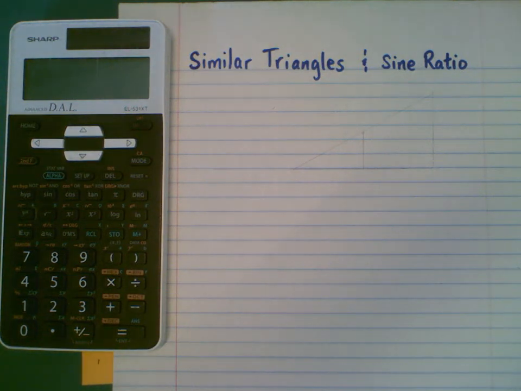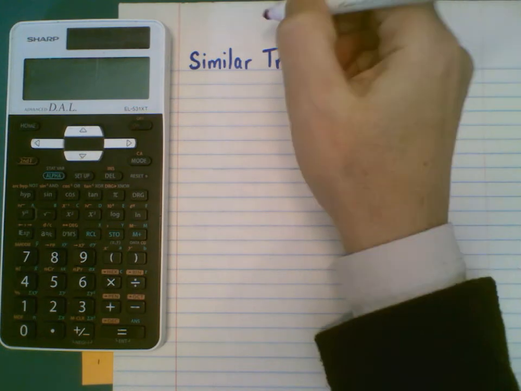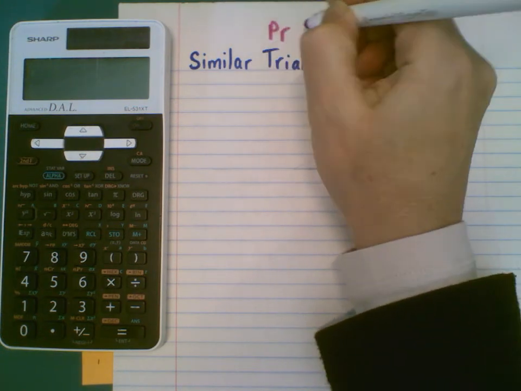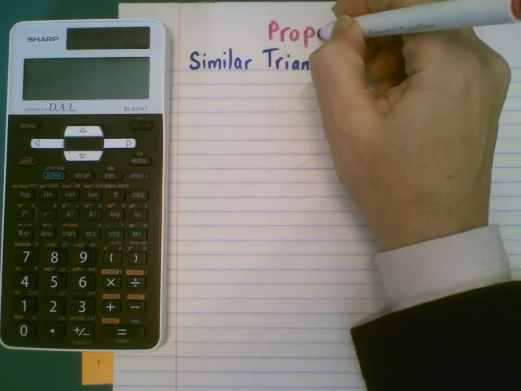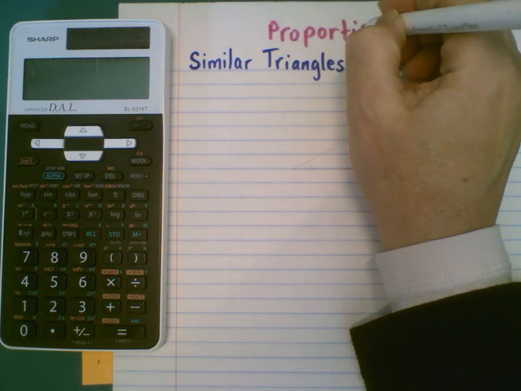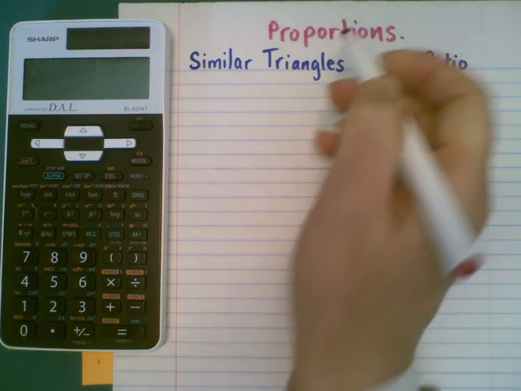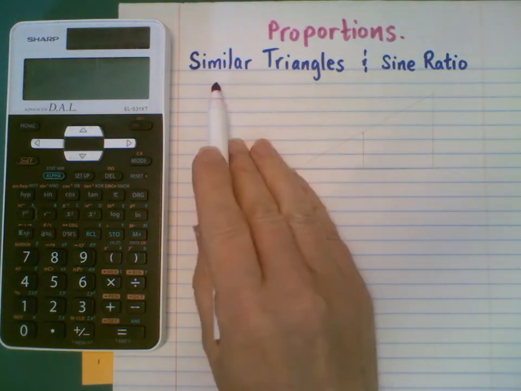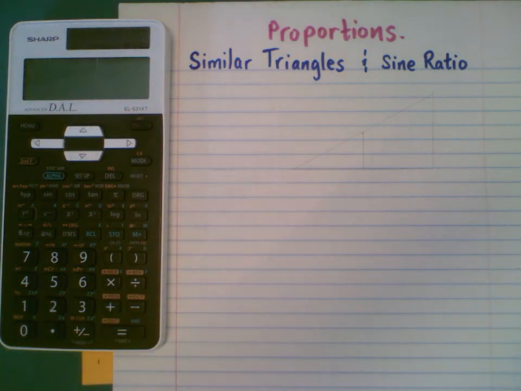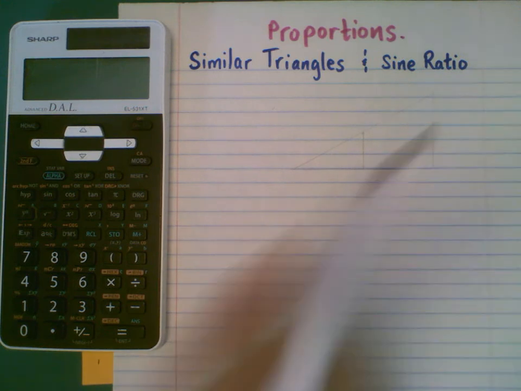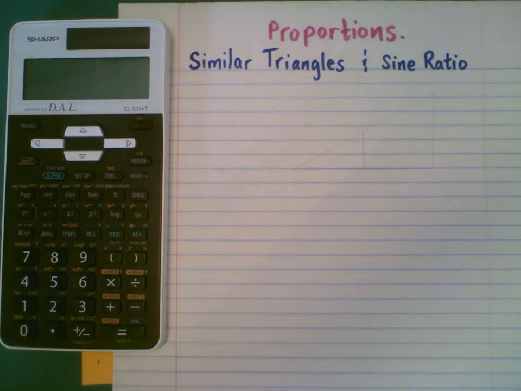Hello. Even though the title of this video is Similar Triangles and the Sine Ratio, what we're actually going to be talking about is an application of proportions. Because similarity refers to proportionality, and the sine ratio is also an application of proportion.